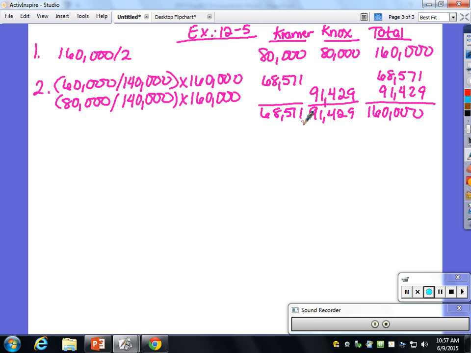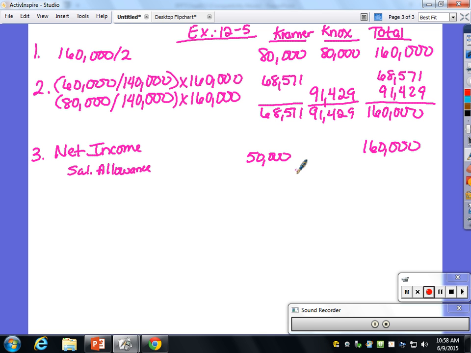What's the third plan? Determine the ratio. They used ratios, or did they use a couple of things? They had salary. They also had interest as well, right? So no matter all of that, we still have to start off with what the net income was, which was 160,000. And then starting with their salary allowance, Kramer had how much? Kramer got 50,000. What about Knox? 40,000. You just bring that stuff over.